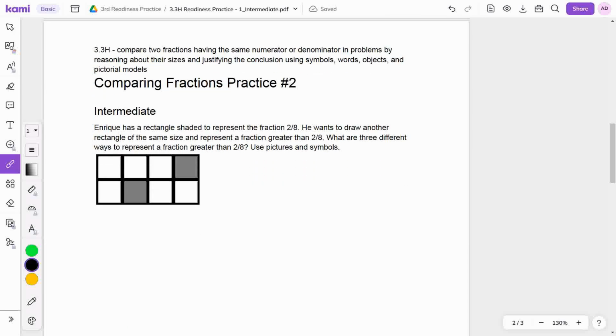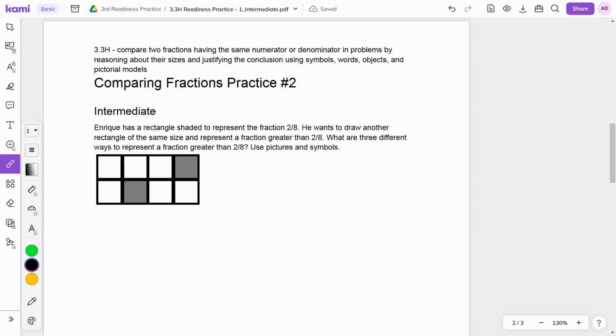Number 2, Enrique has a rectangle shaded to represent the fraction 2/8. We see it right there. He wants to draw another rectangle of the same size and represent a fraction greater than 2/8. What are 3 different ways to represent a fraction greater than 2/8? Okay, use pictures and symbols.